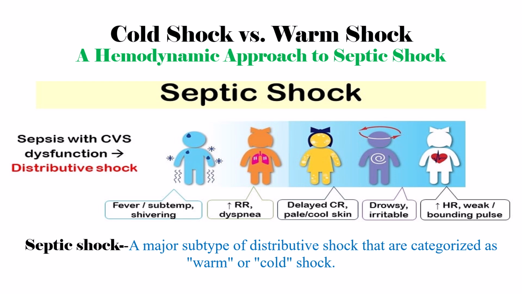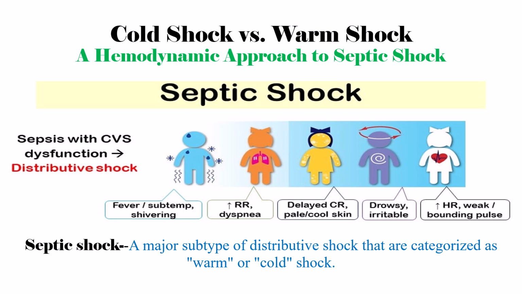Shock is a life-threatening condition of inadequate tissue perfusion where the delivery of oxygen and nutrients is insufficient to meet the body's metabolic demand. It is categorized as hypovolemic, cardiogenic, obstructive, and distributive. Septic shock is a major subtype of distributive shock caused by several infections. It is unique in that it can present with different clinical features that are categorized as warm or cold shock.